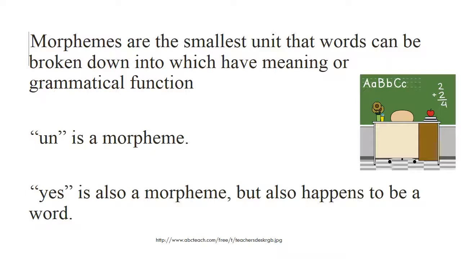So for instance, un is a morpheme, yes is also a morpheme, but it also happens to be a word. Many times students will confuse syllables with morphemes. They are not the same. Syllables don't always have meaning or bring meaning to the word. Morphemes always contribute meaning to the word.